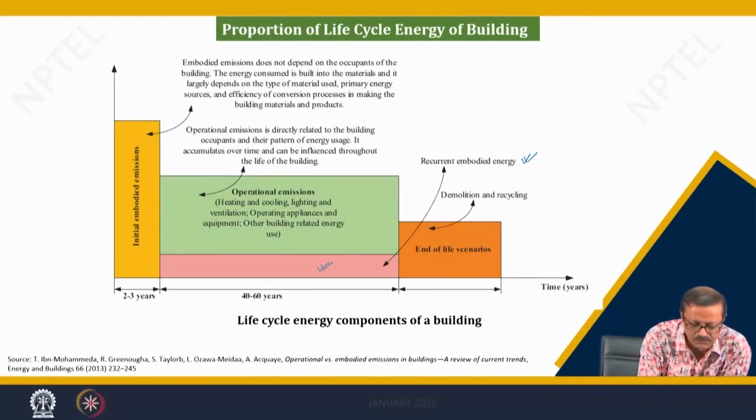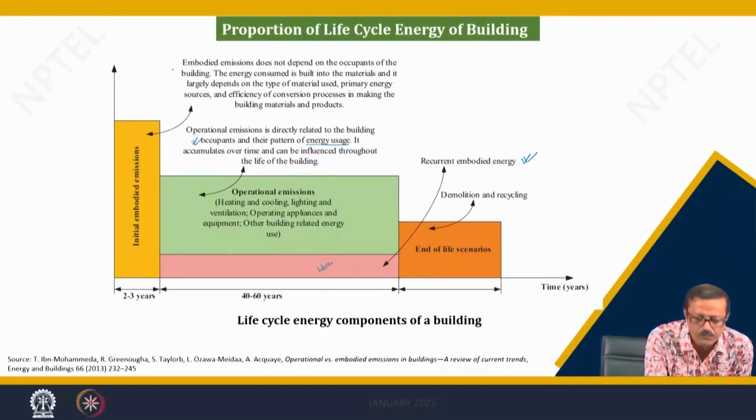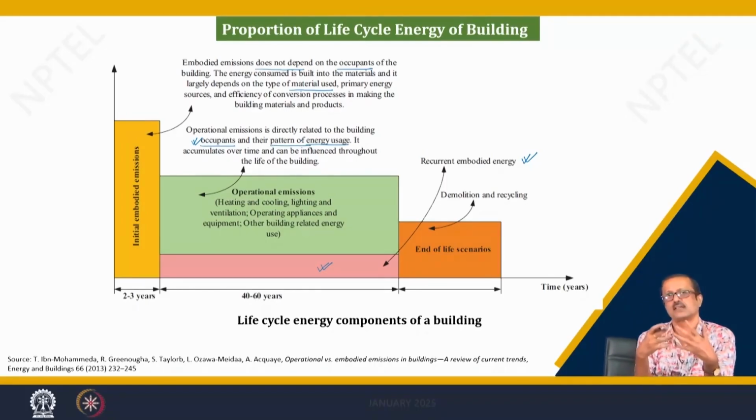If you see what is written here, it is because of the energy use, accumulated over time, mainly due to the operation and the occupant. Embodied energy does not depend upon the occupant; it is the building primary energy for the materials used. The operational energy, the green one, is for the occupant: the pattern of the energy use, how I am using the energy, what type of building it is, and based on that, what the function of the building is. So this green rectangle is the total impact of the operating energy over the span of the building life of 40 to 60 years.